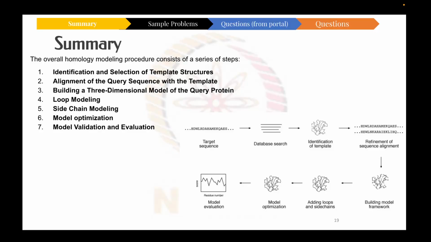Sequence alignment is followed by the 3D model building of the target protein. There are different methods used for generating 3D models of a protein based on its template. These methods are classified into four categories: rigid body assembly, segment matching, spatial restraint, and artificial evolution methods.